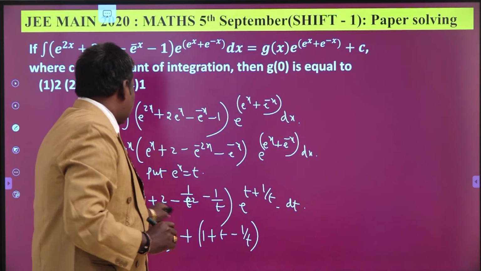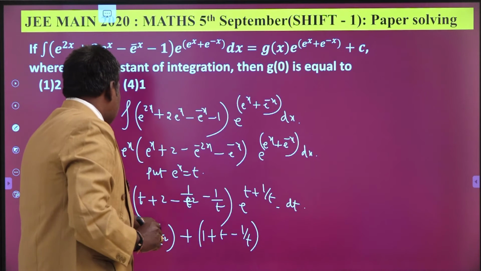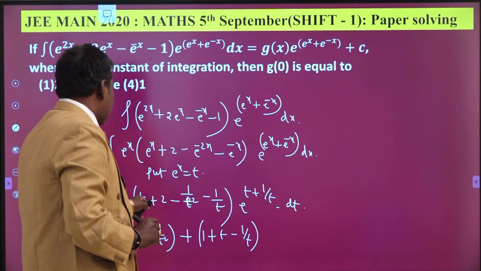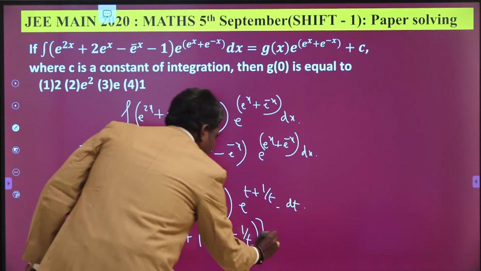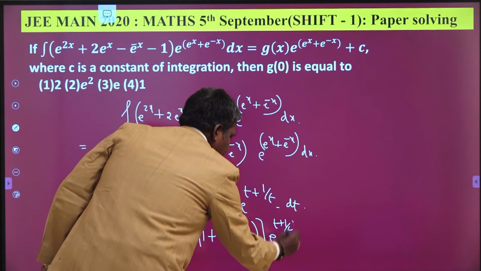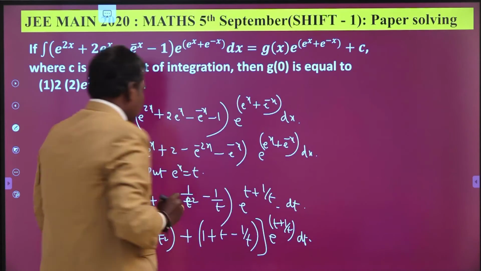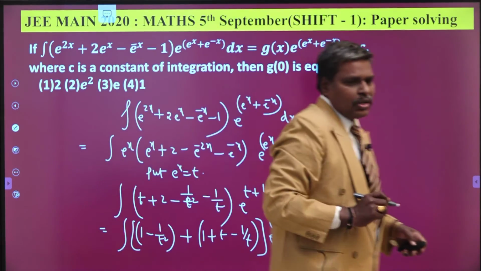Okay, 1 plus 1 becomes 2. This is minus 1 by t square itself I am writing here. t minus 1 by t into t plus e power t plus 1 by t. This is the highlight step to solve this problem.